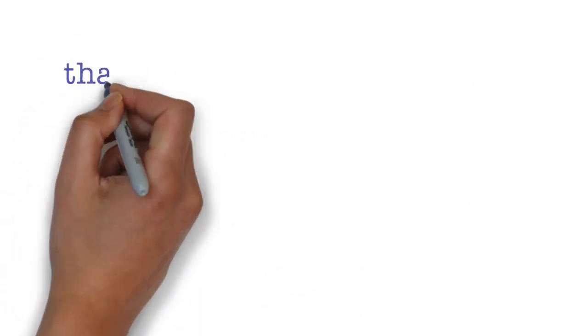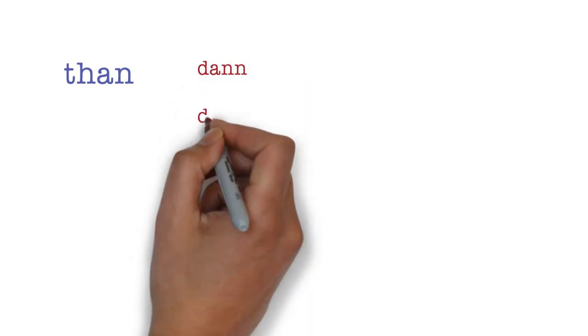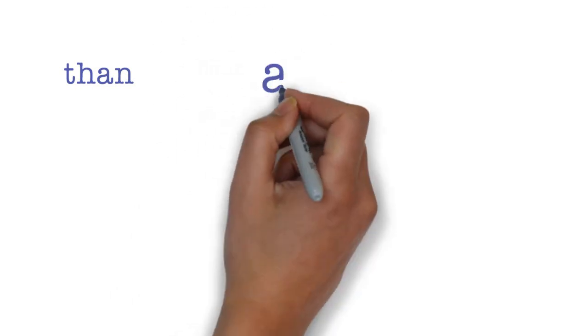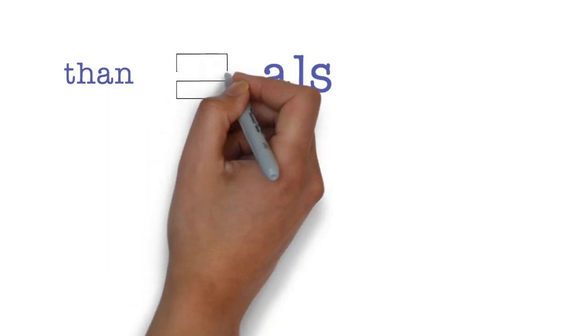The next thing that often trips English speakers up is the word for than, as in my grandmother is older than my grandfather. A common mistake is to take words like den or dan, which sound temptingly like than, but neither is correct here. The word you need is als. Here's how that would look.